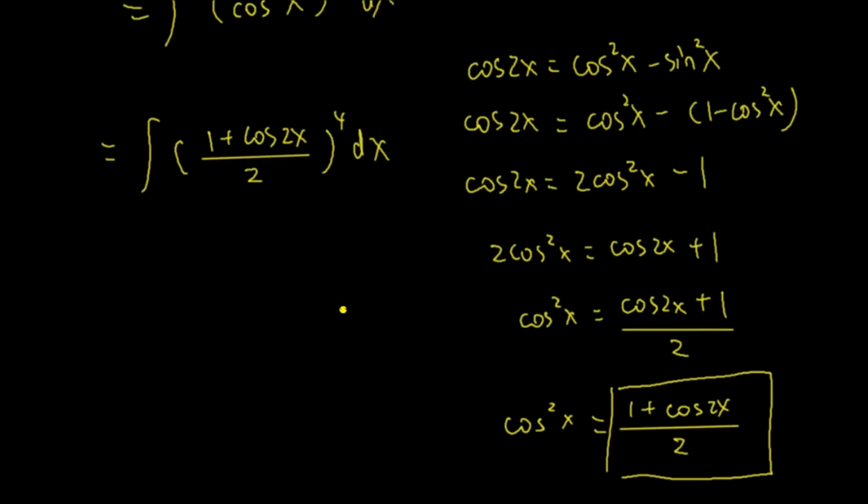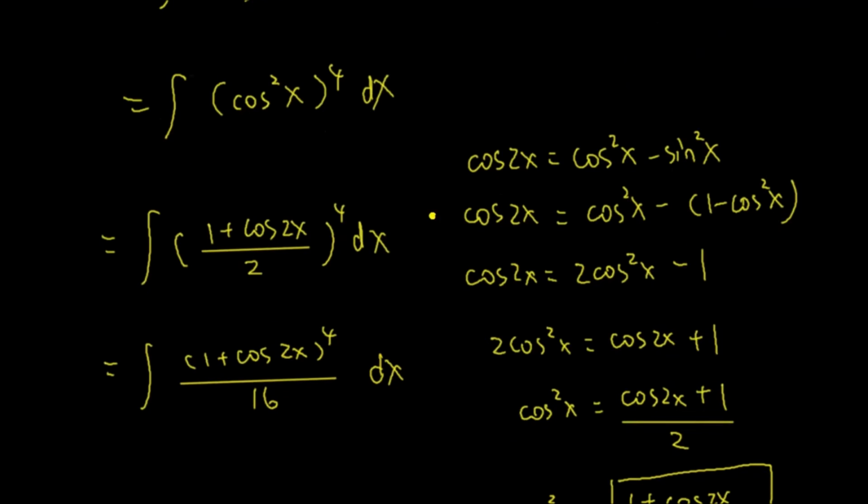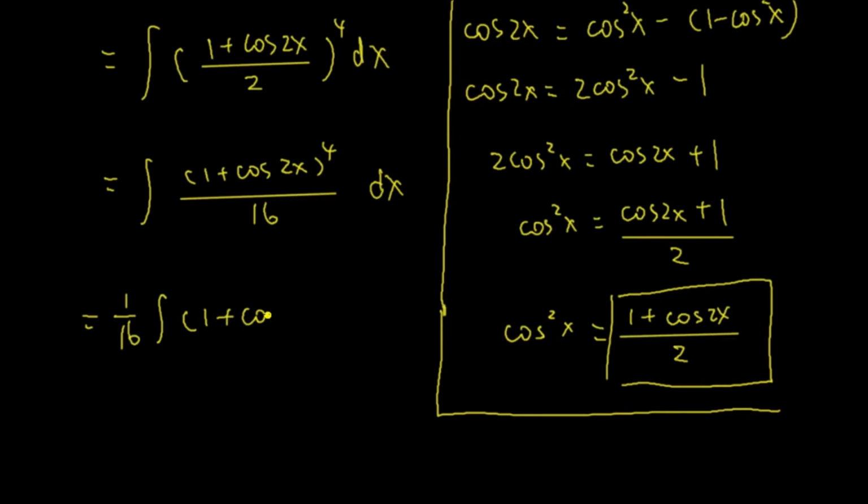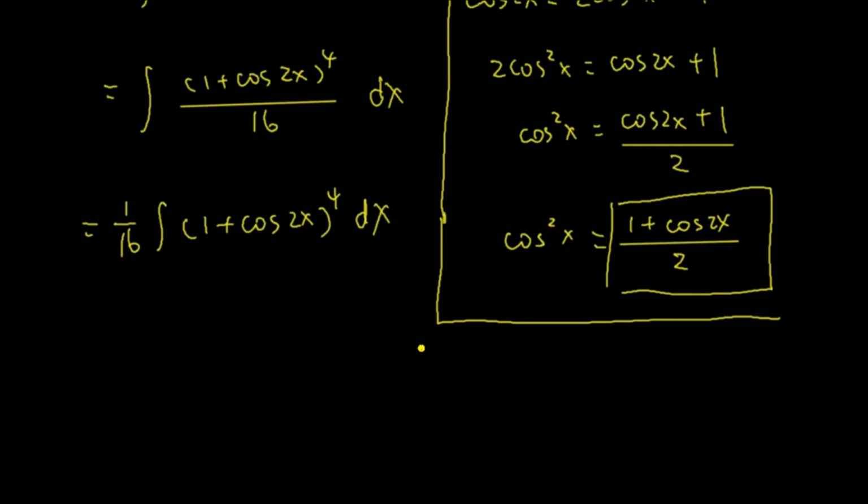Okay, so let's distribute the exponent to the numerator and the denominator. So we have 1 plus cosine 2x to the power of 4, all divided by 2 to the power of 4, which is 16. Now dx. Okay, 1 over 16 is just a constant, so I can move it out of the integral sign. So that is 1 over 16 times the integral of 1 plus cosine 2x to the power of 4 dx. Now the next thing is to expand this polynomial.